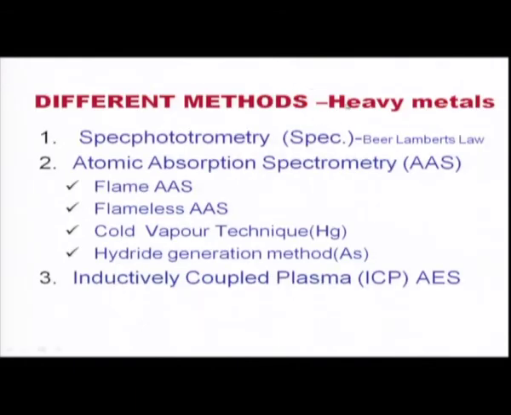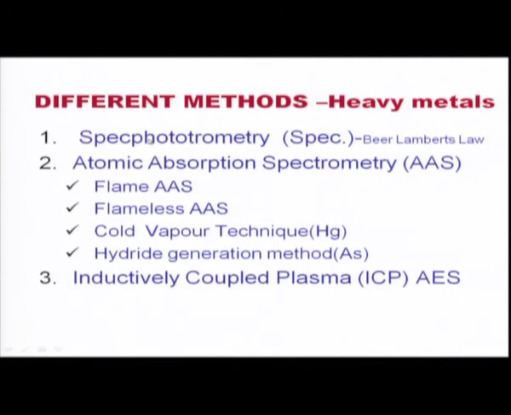For heavy metals determination in wastewater as well as drinking water, we have a lot of parameters to be determined. For this we can go for spectrophotometric UV visible based on Beer-Lambert's law, which is a low cost technique, and can be used for determination of these heavy metals also.